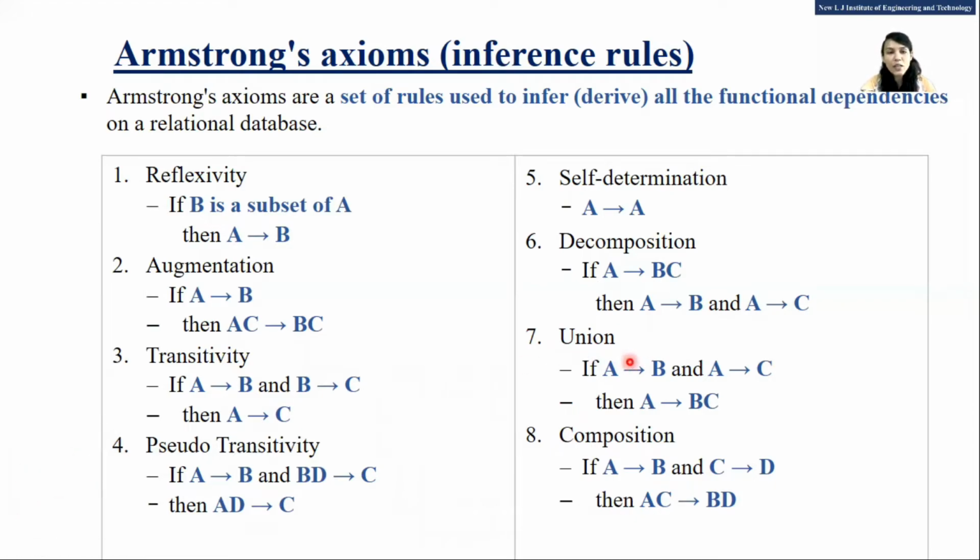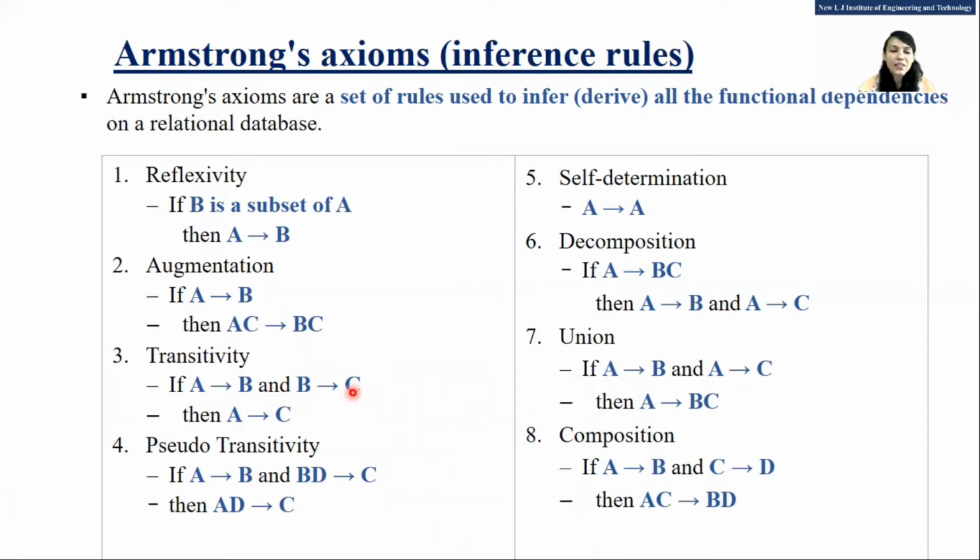Then we have union, the opposite of decomposition. Suppose I have enrollment number determines name, enrollment number determines SPI, then I can simply combine name and SPI. So same here, A determines B, A determines C, then I can say A determines BC. And then I have composition. In composition, I have A determines B, and another dependency is C determines D. If I'm combining the left attributes and the right attributes, where the left attributes are A and C and the right attributes are B and D, then it will be AC determines BD. So that is known as the composition rule.